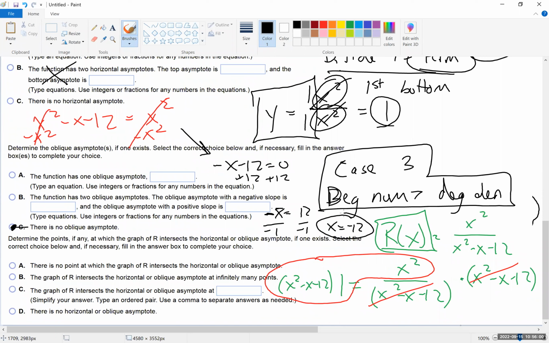So yes, the graph intersects the horizontal asymptote at the point, and you type an ordered pair. So the ordered pair is going to be negative 12, comma 1. The ordered pair is going to be negative 12 for x, and the y, which was R of x, was 1. The y was 1. All right, let's pause here. There's still one more question, but we're going to pause here and see if there are questions.